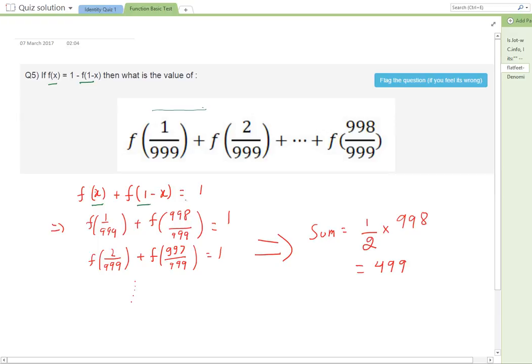We know f(x) plus f(1 minus x) is equal to 1, which means f(1 by 999) plus f(998 by 999) is equal to 1. And similarly, f(2 by 999) plus f(997 by 999) is equal to 1. And you can keep progressing till you reach the middle, so it will be f(499 by 999) plus f(500 by 999), and this will be equal to 1. And if you sum all these, you would have covered all the elements in that series. So the total sum will be 499, because you are doing it 499 times, or the total number of terms divided by 2. So 998 by 2, 499.